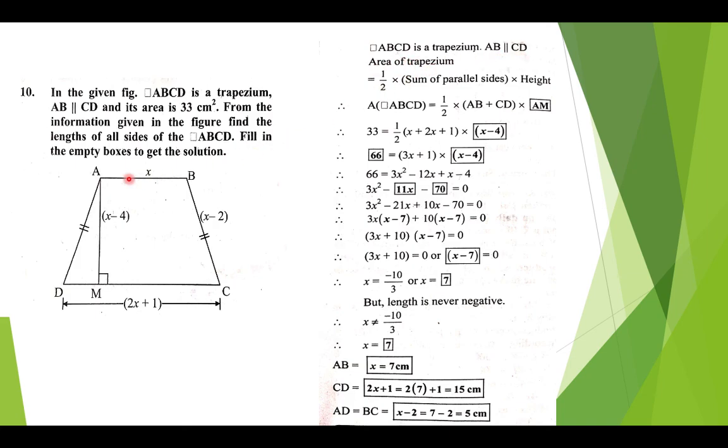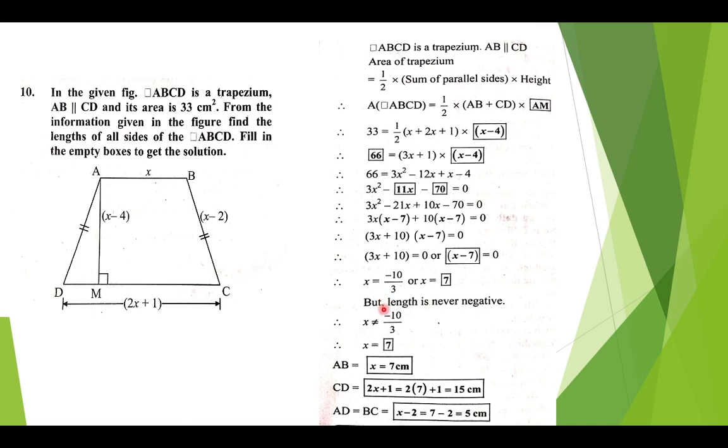Area of trapezium is equal to half of the sum of the parallel sides into perpendicular height. So parallel sides over here are AB and DC and perpendicular height is over here AM. So we have to write over here AM. So 33 is equal to half of x plus, so AB over here is x and DC over here is 2x plus 1. So AB is equal to x and 2x plus 1 into x minus 4. So multiplying the whole equation by 2, we get 66 is equal to 3x plus 1 into x minus 4. Solving this we get 3x square minus 11x minus 70 is equal to 0.